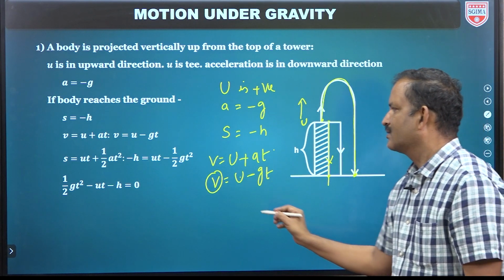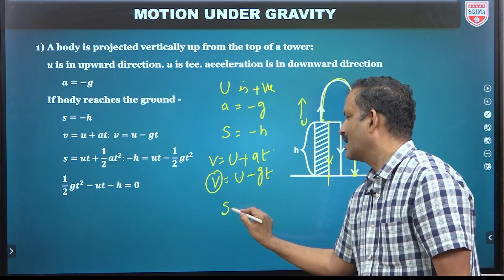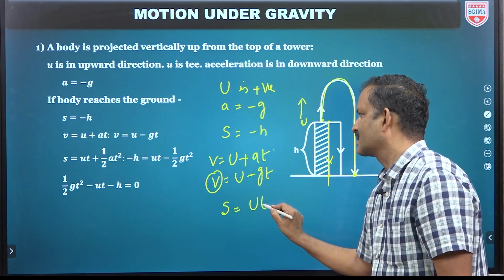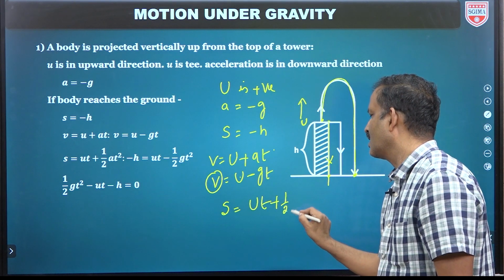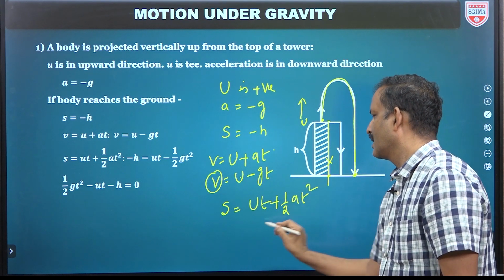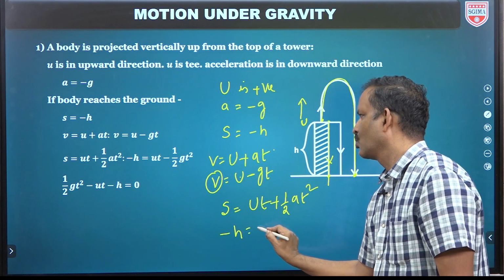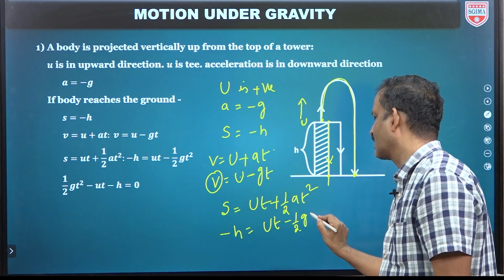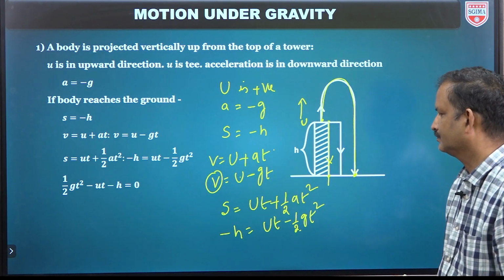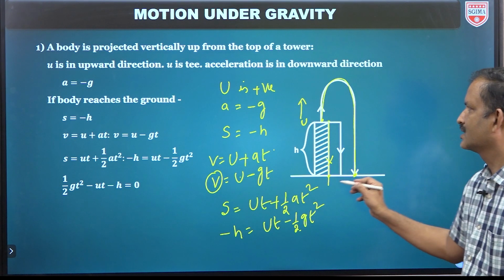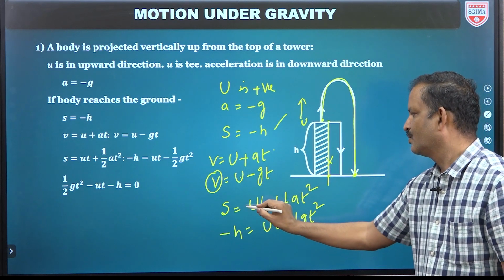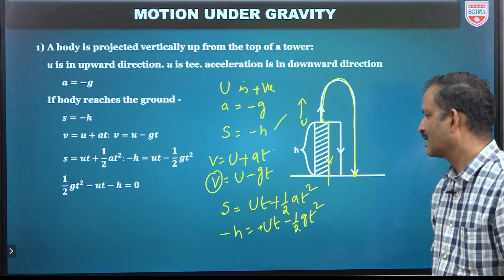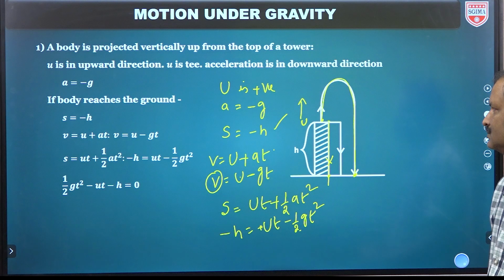And S value is equal to ut plus half at square formula. S is minus h, u positive, so ut minus half gt square.